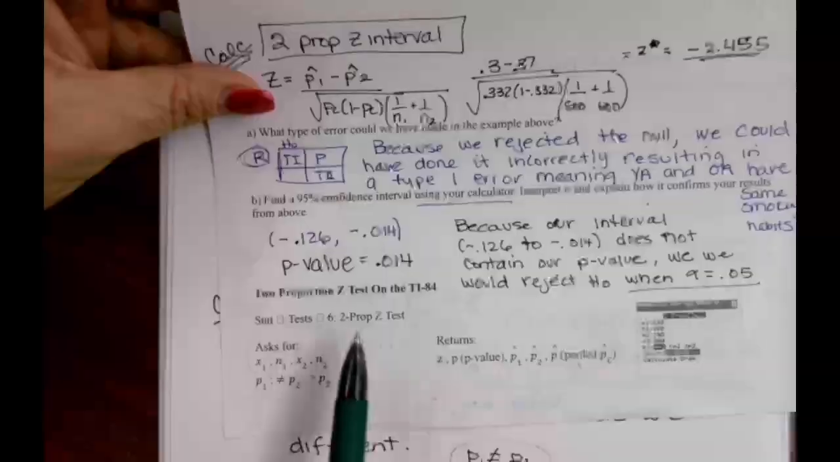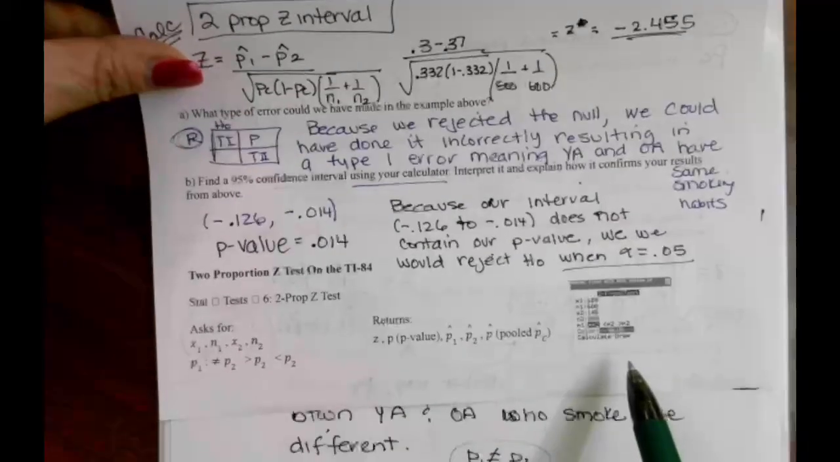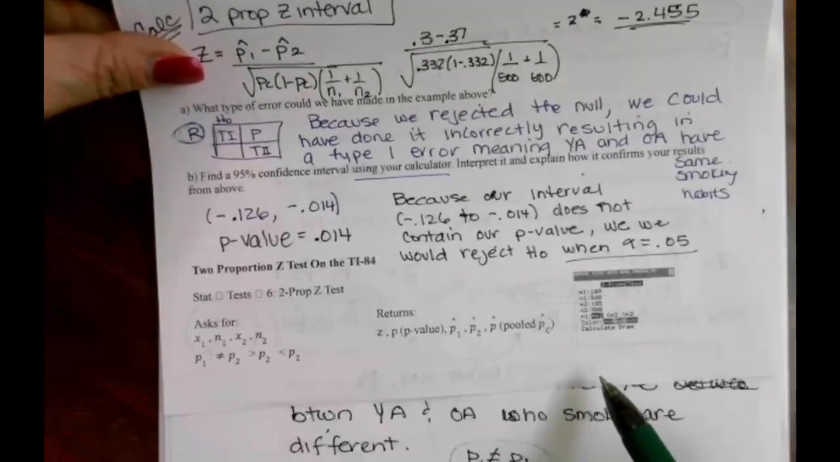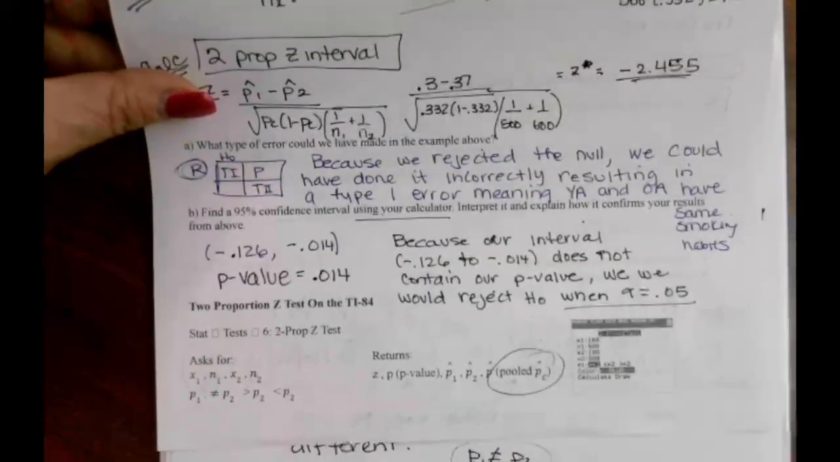Okay, and then I've already done this today. You guys can figure this out. This is our 2-prop z-test when you can pull this on your calculator. And what you'll see is if you plug this in, you're going to get your pooled proportion as well. So you'll get that too.